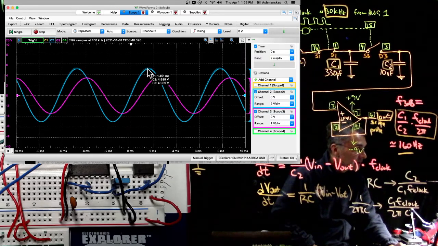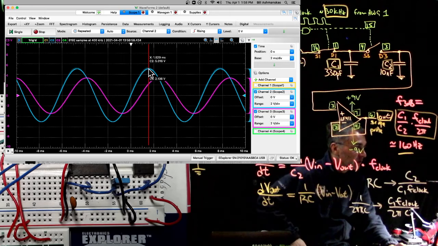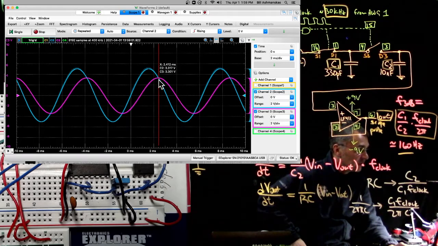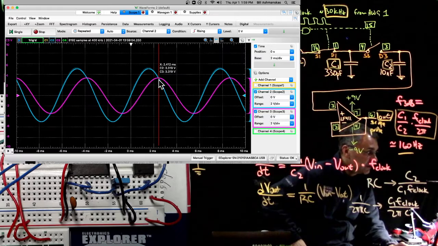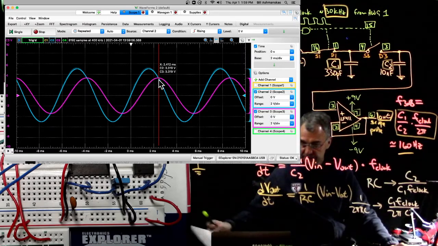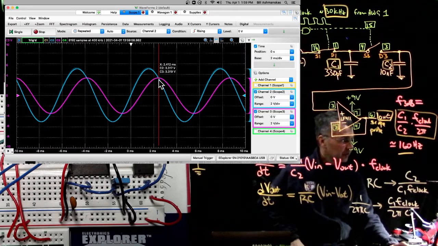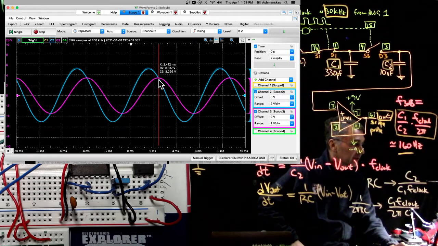okay, this says this is 5 volts, 4.9. Oh, here, aha. This is 5.0 volts. This amplitude seems to be 3.3 volts. So that's a ratio of 0.66, which is pretty close to the 0.707 we're expecting. That's pretty good. All right.